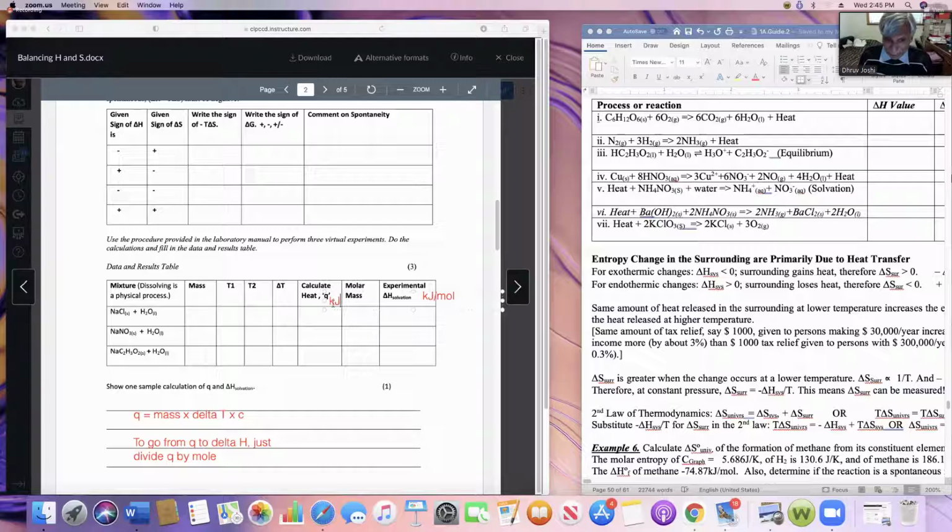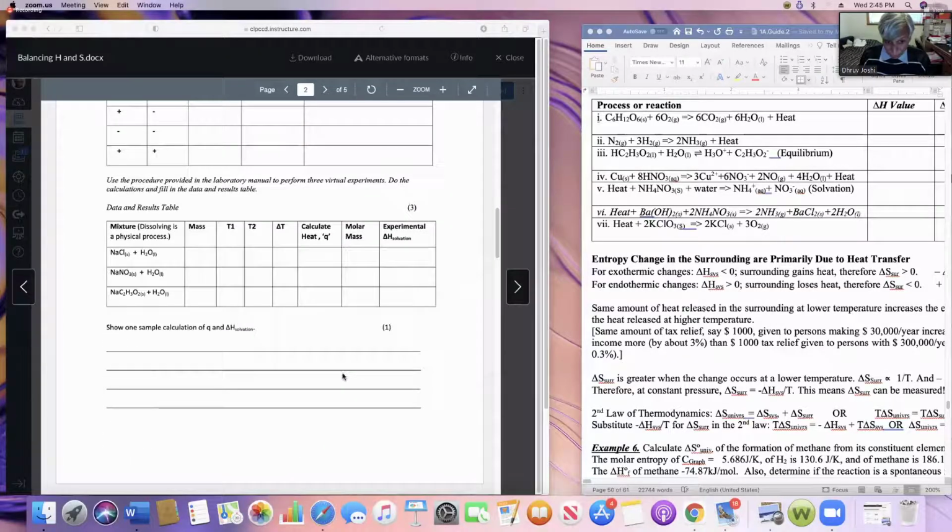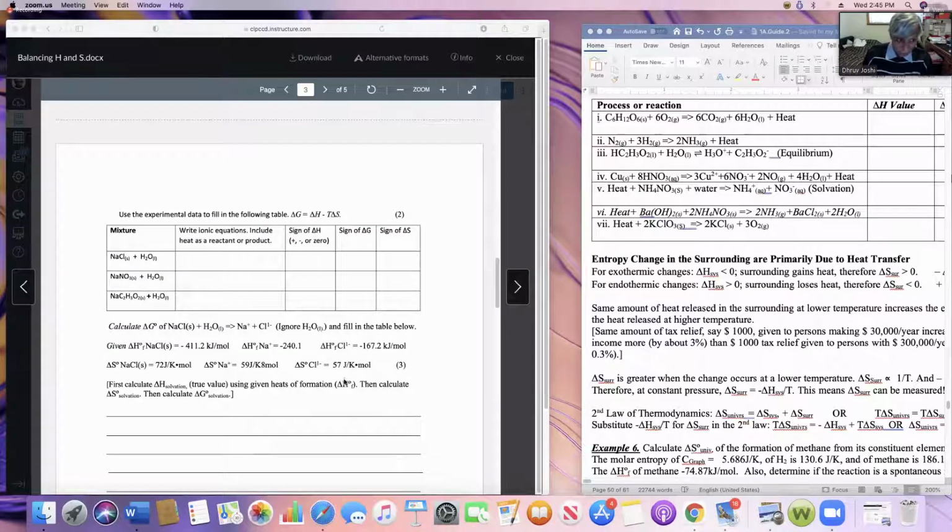So that's how you are going to find the kilojoules experimental heat of solvation here. This is experimental because you are doing a virtual experiment. This is your experimental value. And then we are going to give you the true value and you are going to calculate the percent error. That's one of the things that you are going to do for this lab. So that's written down later.